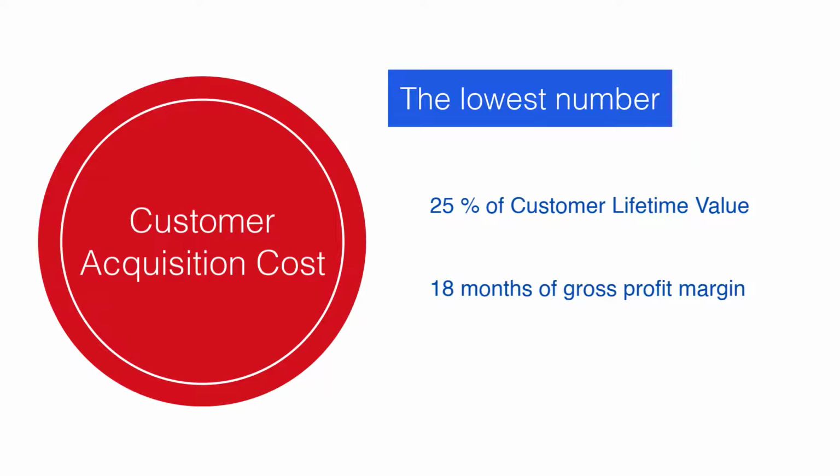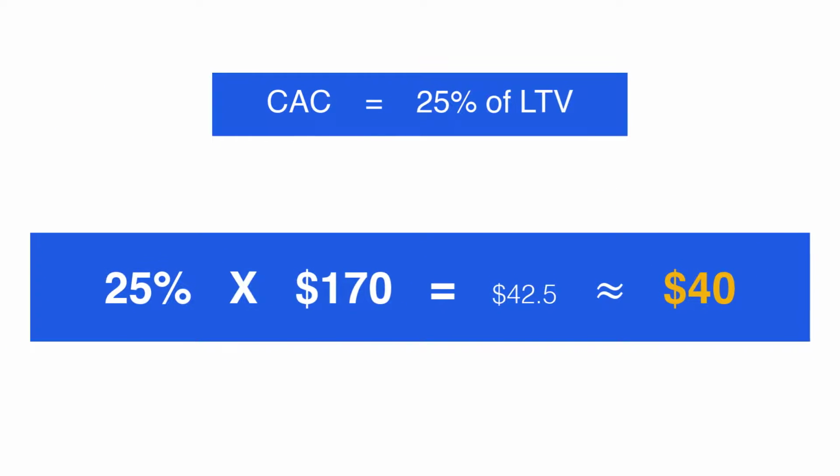The lowest number is acceptable, because you can't spend too much of your CLV for CAC. At the same time, it's also important that your payback time is not too long. Otherwise, you can get into cash flow issues. Based on this simple formula, the acceptable customer acquisition cost for mice is approximately $40.